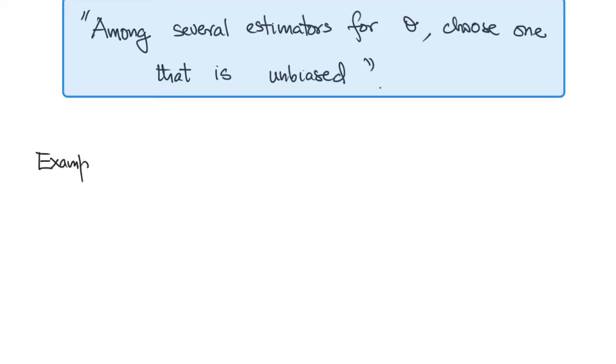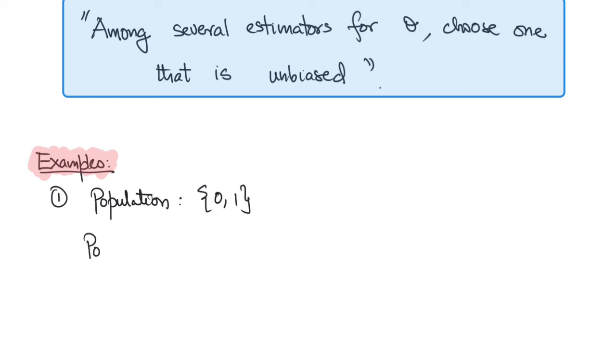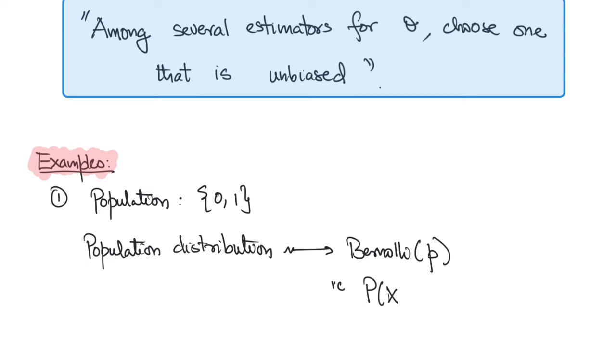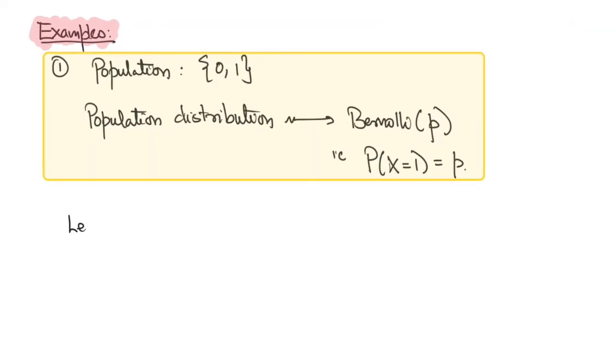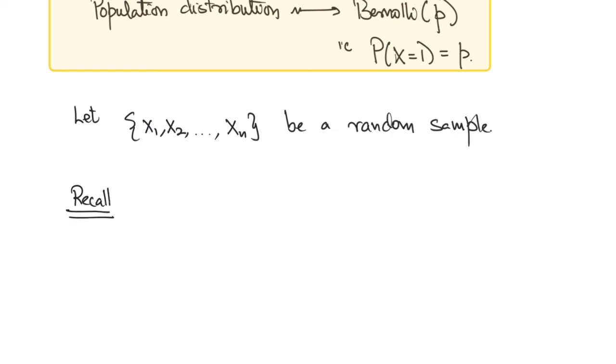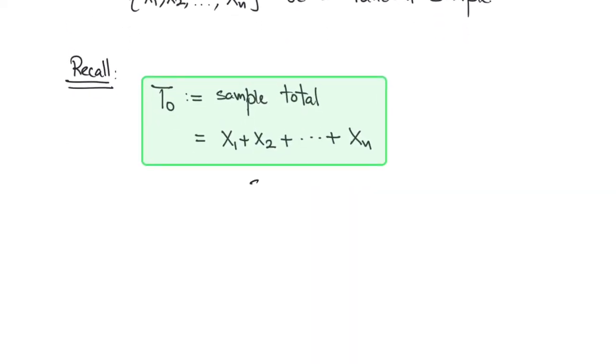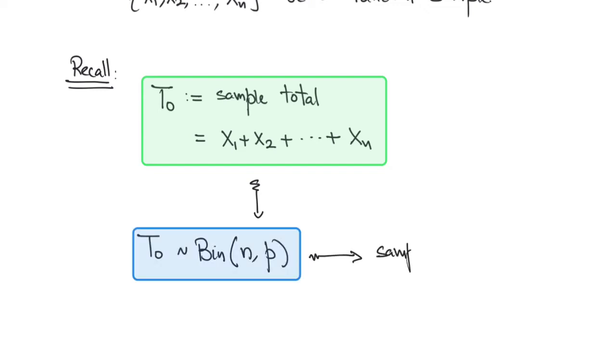Let's work with some examples here. So suppose we are working with the simplest possible population that contains exactly two elements, 0 and 1, and it is endowed with the Bernoulli distribution, that is, the probability of getting a success x equals 1 is p. In this setting, suppose x1 through xn is a random sample coming from this population, then we recall that the sample total is exactly the sum of the n random variables x1 through xn. And we also know that the sample total has the binomial distribution with parameters n and p.